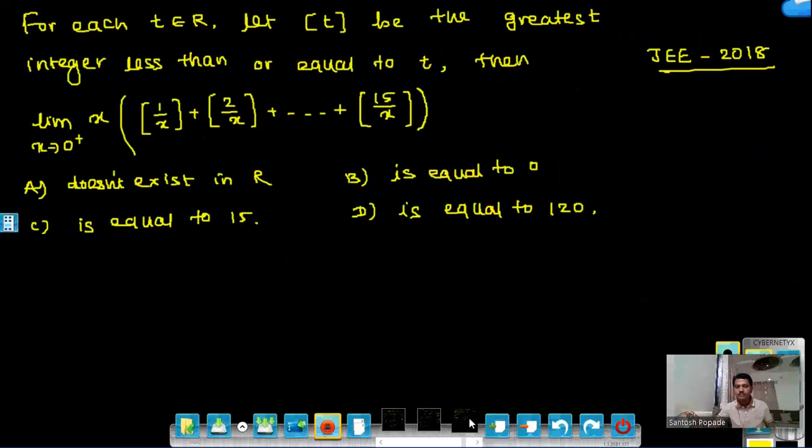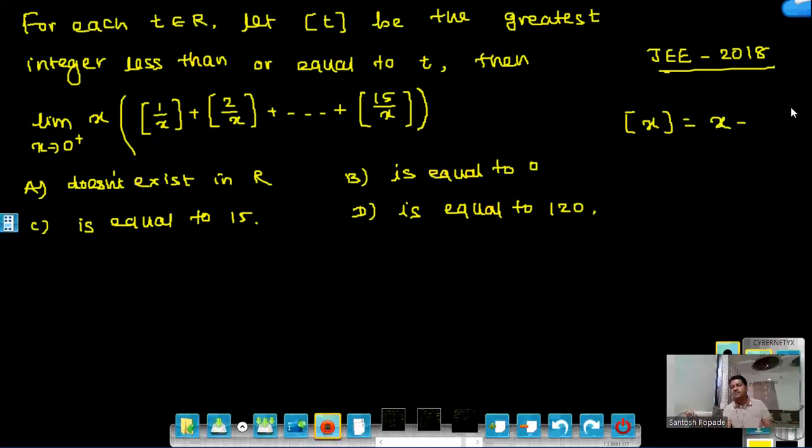Let us see now the next example. For each t belongs to R, let this bracket t denote the greatest integer less than or equal to t, and we have to find the limit of x into the bracket greatest integer 1 by x plus the greatest integer less than or equal to 2 by x plus and so on up to bracket 15 by x, as x tends to 0 from the positive side.